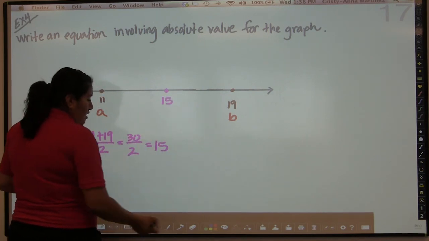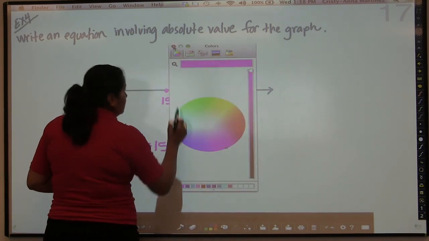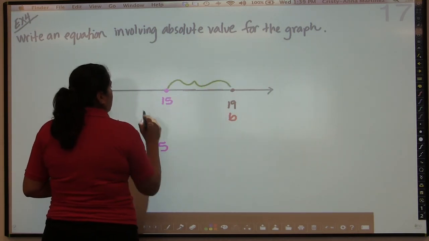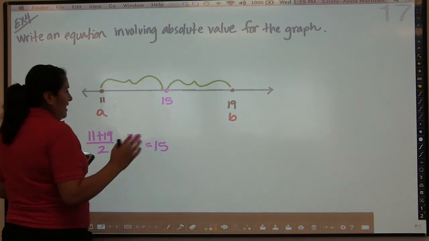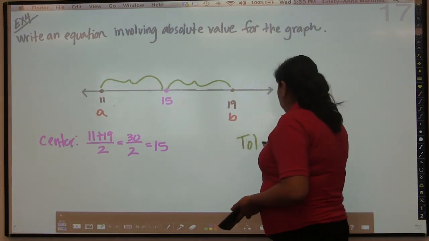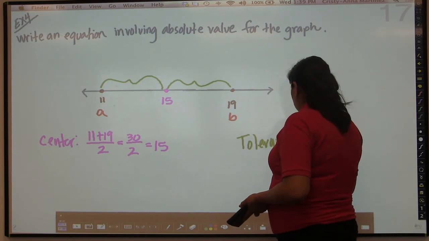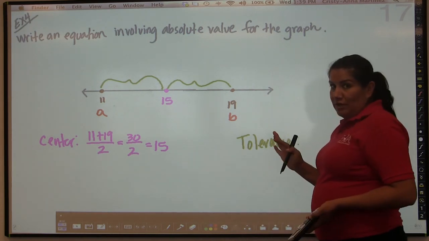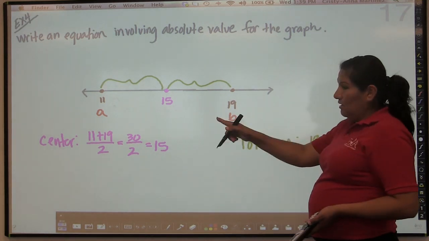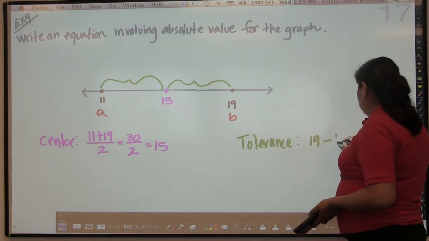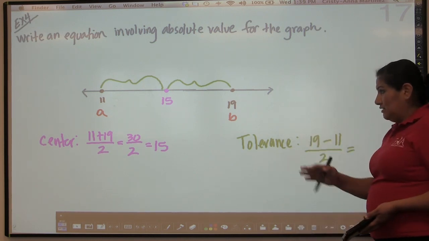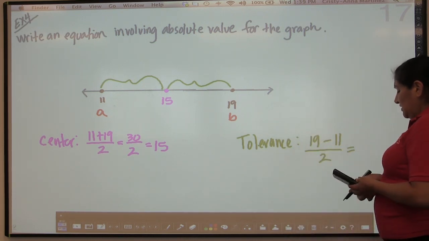Now what I need to find is the tolerance. The tolerance is going to be the distance from the center in either direction. So to get the tolerance, again, going back to the formula that we had earlier, I'm going to take the larger value, the B value, which is 19, subtract the minimum value, which is 11, so B minus A, and divide that by 2. So it's not the same thing as center. Center is adding them, tolerance is subtracting them.